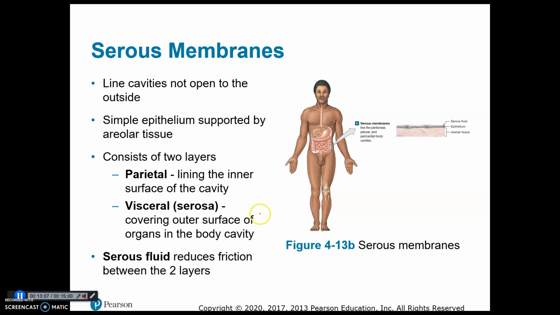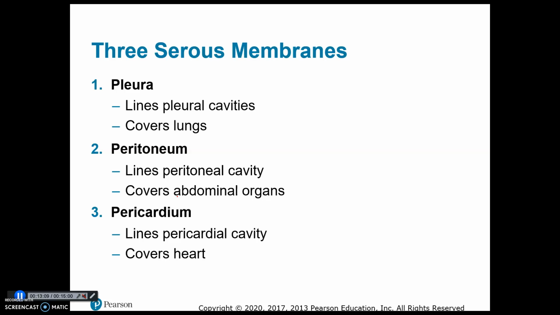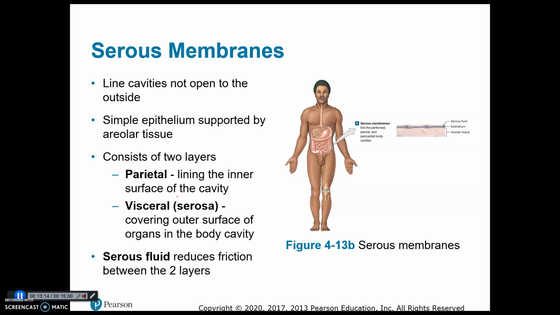Serous membranes consist of 2 layers. There is the layer that actually contacts the organs. Like if we're looking at the serous membrane that covers the heart, which is called the pericardium, the visceral layer actually touches the heart. Then there's a parietal layer that is separated from the visceral layer by a space that contains fluid, serous fluid. So the parietal layer does not actually touch the heart.